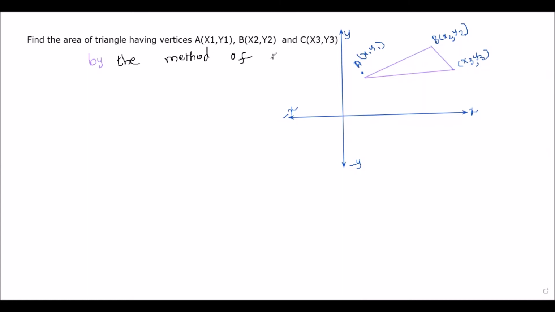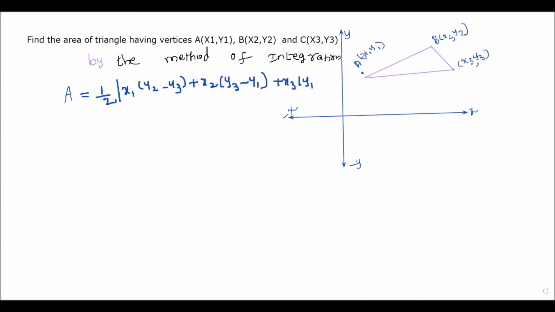Okay, fine. So two things first let us recollect. What is the area of a triangle having the vertices (x1, y1), (x2, y2) and (x3, y3)? The area of triangle formula is nothing but A is equal to half mod of x1 (y2 minus y3) plus x2 (y3 minus y1) plus x3 (y1 minus y2). So this is the area of triangle formula, and now we are going to derive this formula using integration.